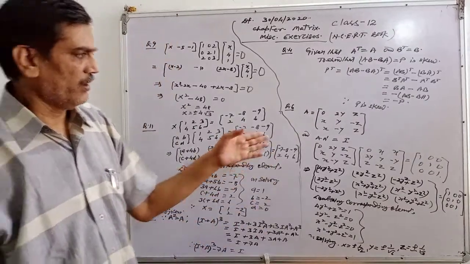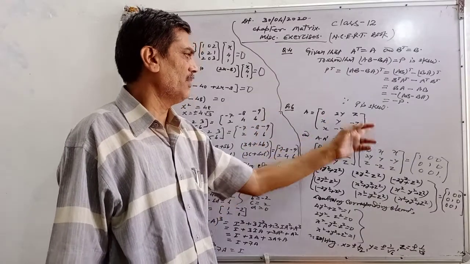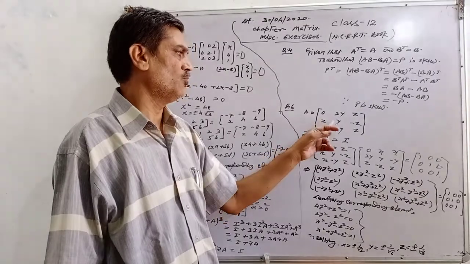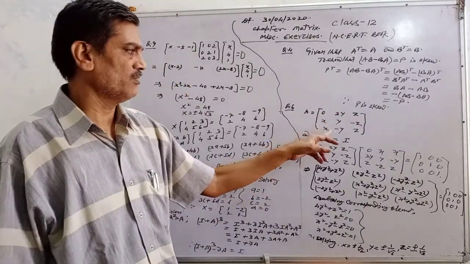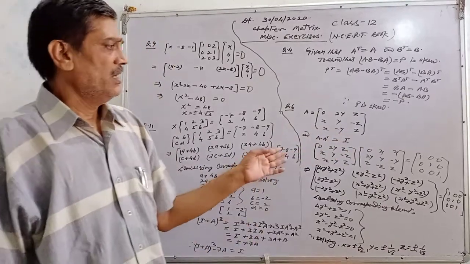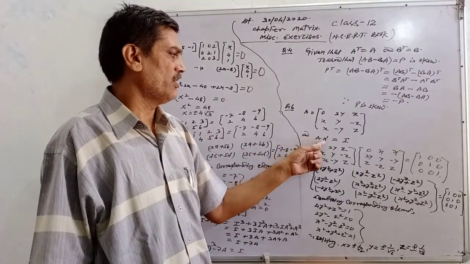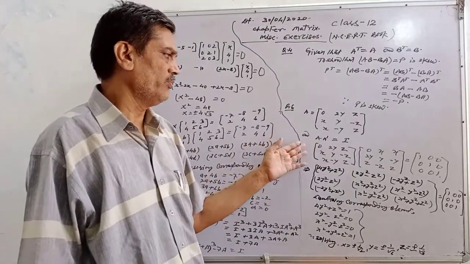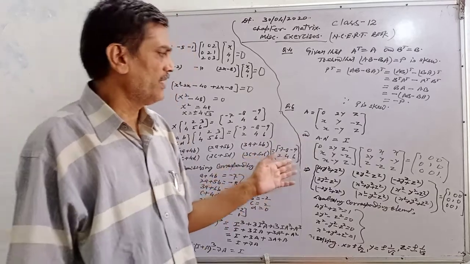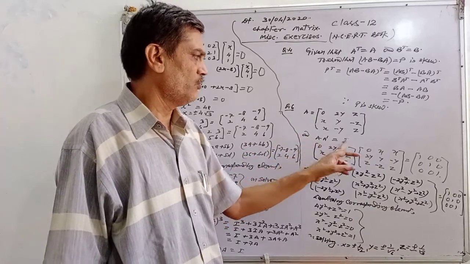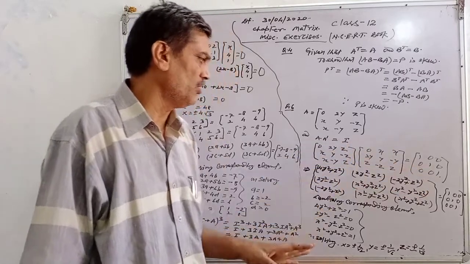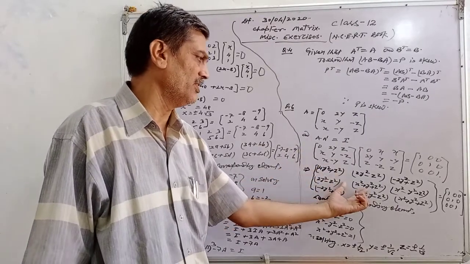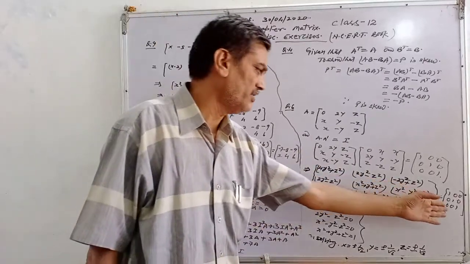Now see the next problem, question number 6. Here matrix A is given: in the first row 0, 2y, z, in the second row x, y, minus z, and in the third row x, minus y, z. And from this relation, A into A transpose is I, this is given. Then here you have to find the values of x, y and z. So multiplying A into A transpose, and this is equal to I, means unit matrix. After multiplying you get this matrix. On the right side is the unit matrix.